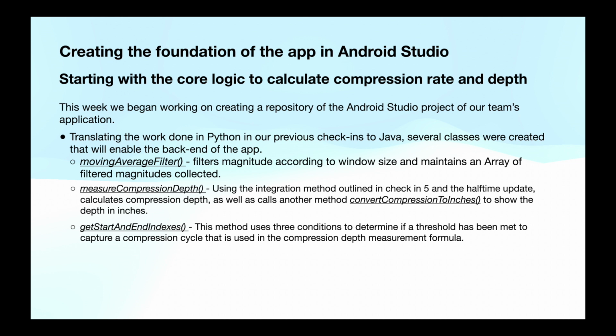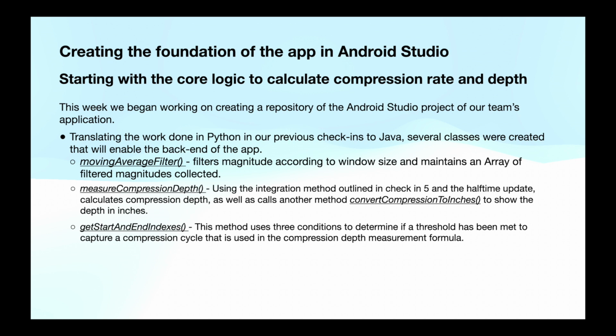The first class being Moving Average Filter, which filters magnitude according to window size and maintains an array of collected filtered magnitudes. Compression depth is handled using the integration method outlined in Check-in 5 and the halftime update. This method also calls another method, convert compressions to inches, to show the depth in inches. Lastly, the get start and end indices method uses 3 conditions to determine if a threshold has been met to capture a compression cycle that is used in the compression depth measurement formula.